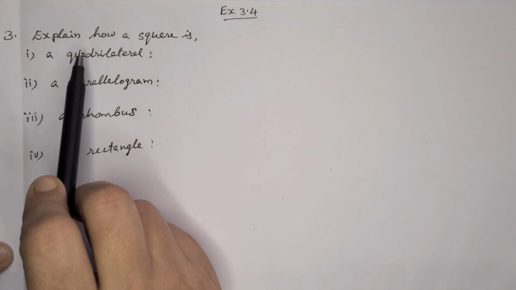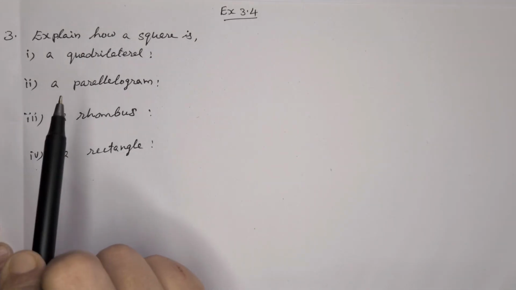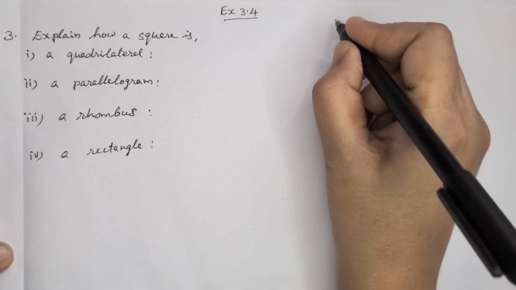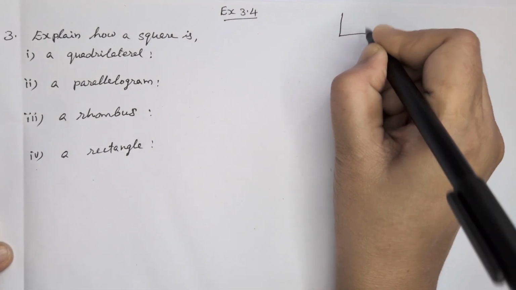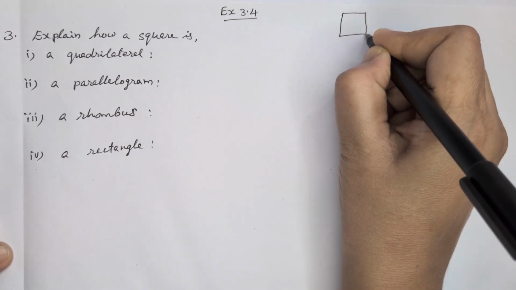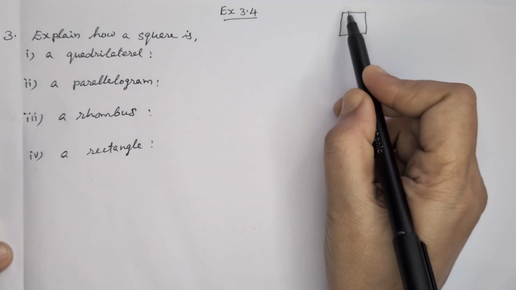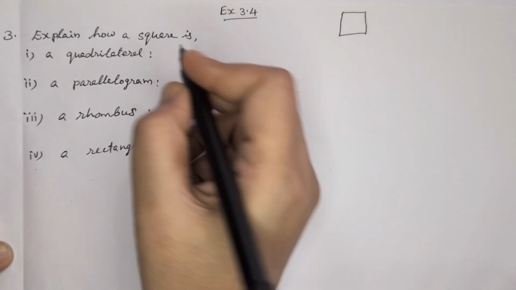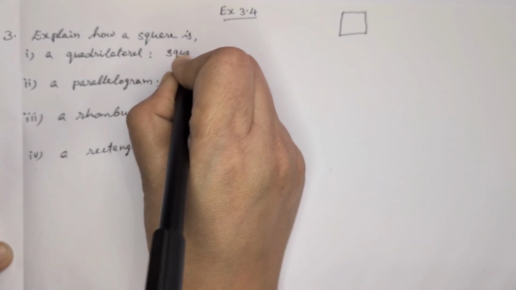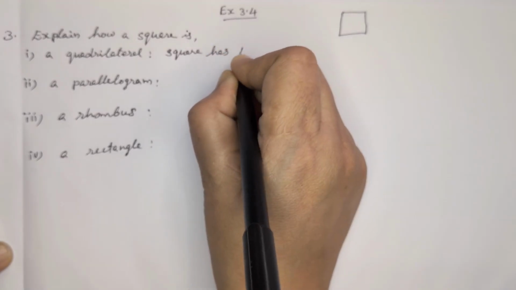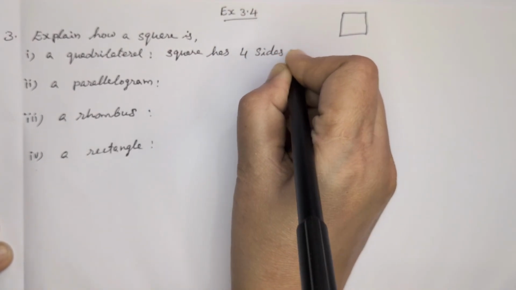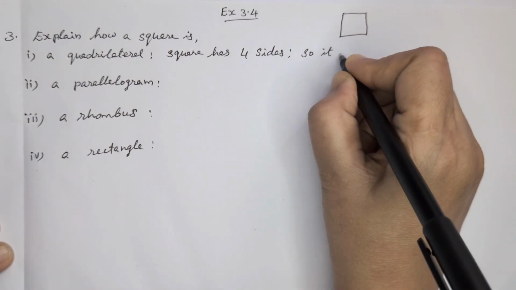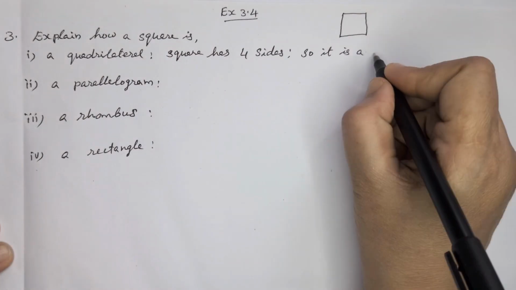Third question. Explain how a square is a quadrilateral, parallelogram, rhombus and rectangle. We know that a square means all four sides are equal and it's a four-sided figure, so we can say it is a quadrilateral. Reason: a square has four sides, so it is a quadrilateral.